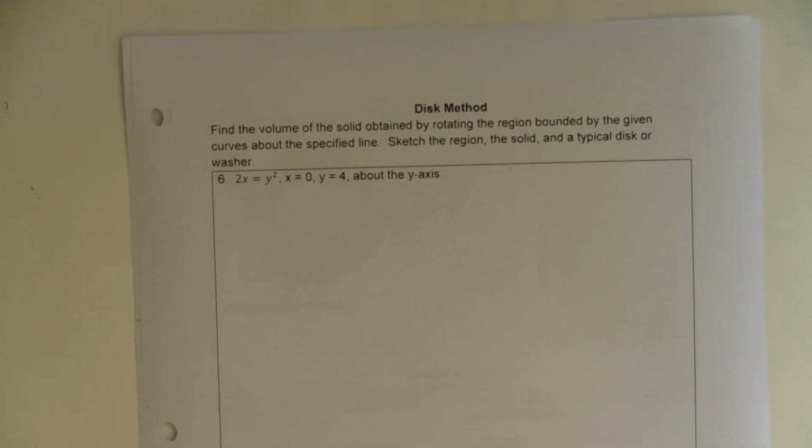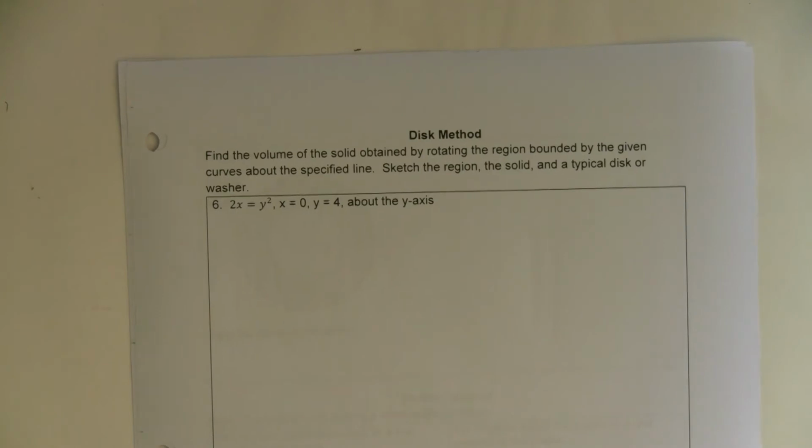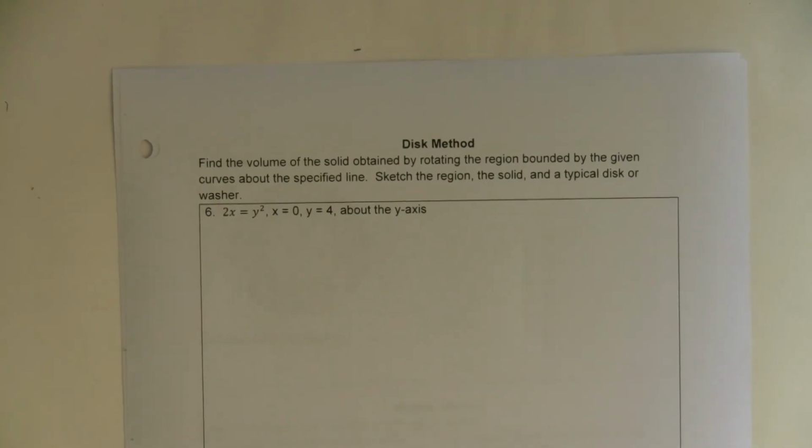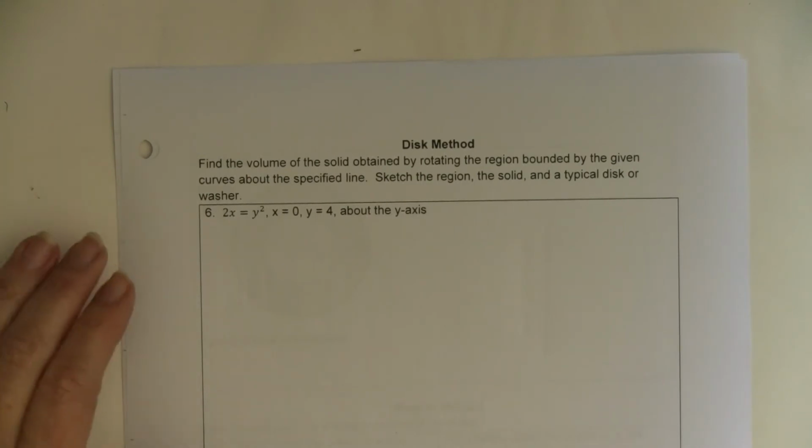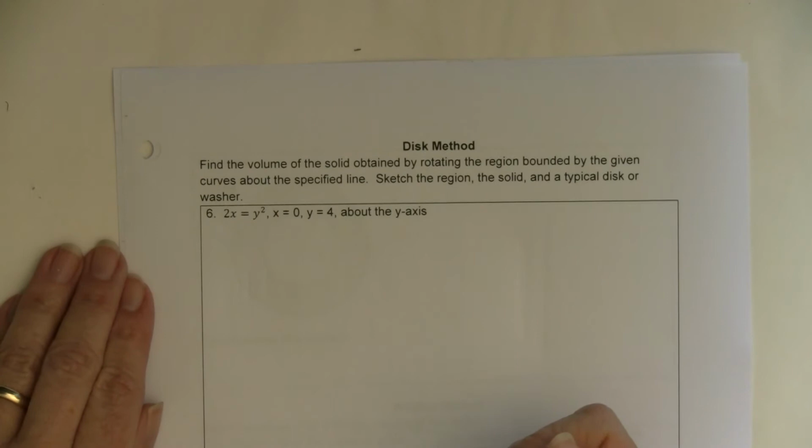So here's a second example. Find the volume of the solid obtained by rotating the region bounded by the given curve about the specified line, this time the y-axis. Sketch the region, the solid, and a typical disc or washer. So we'll give a try to it. I have this equation, 2x equals y squared, and I have to draw that. That's the first thing to do, is to give a drawing of it.